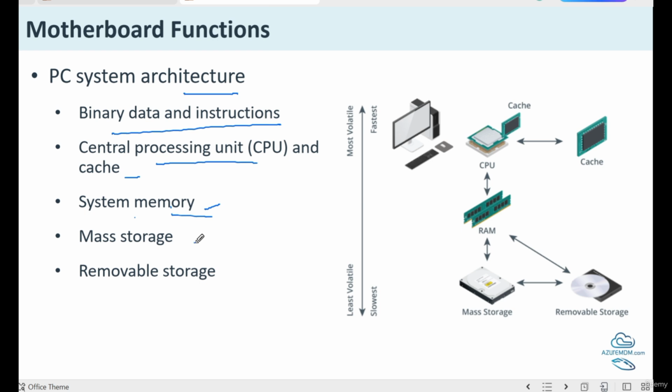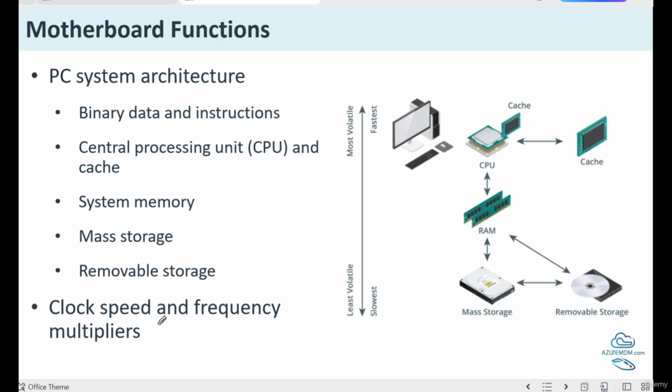Let's come to mass storage, which is HDD or SSD. We will understand about the HDD and SSD in the later part, but I'll just brief you about the same. HDD or SSD, which is also known as mass storage, is long-term storage for files and programs. HDDs use magnetic disks while SSDs use flash memory for faster access. Removable storage, such as USB and SD cards, etc. These are portable devices that store data externally, useful for transferring files between systems or backups.